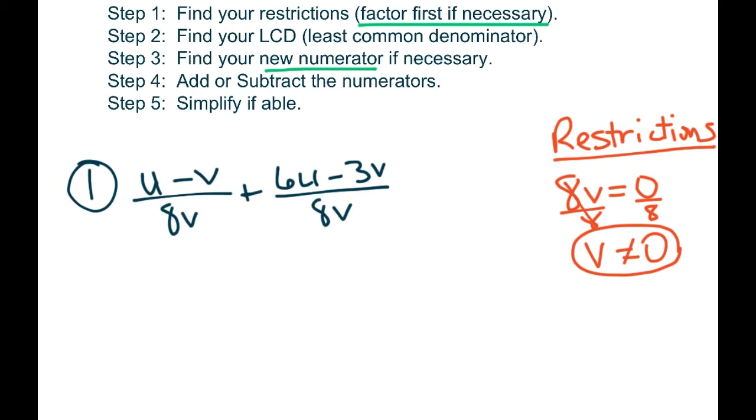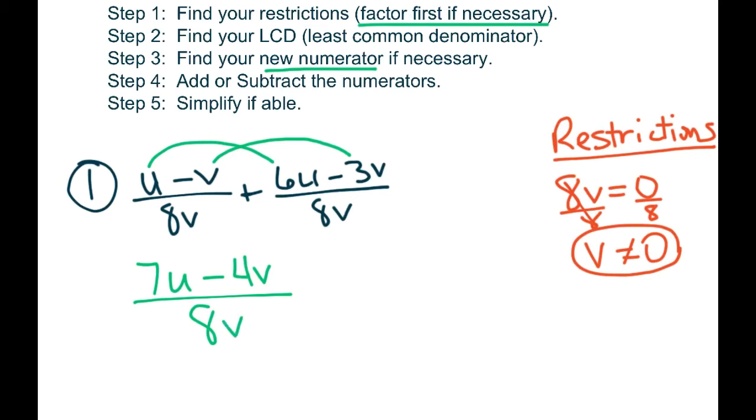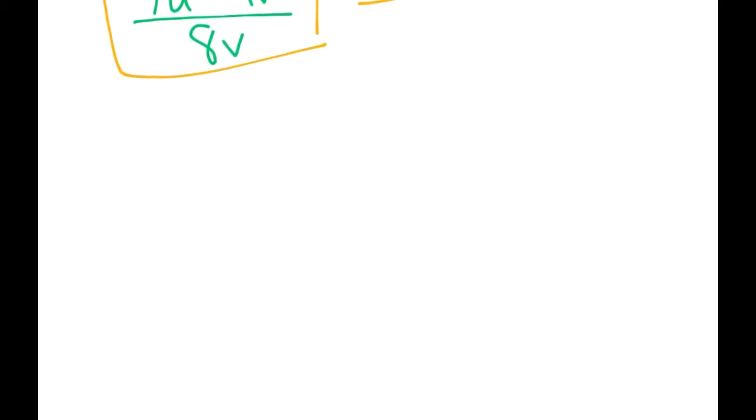Now, what I want you to realize is what we're doing here is we're just combining like terms. We're adding u minus v plus 6u minus 3v. So u plus 6u is 7u, and negative v, we have to take the signs in front of it, minus 3v is negative 4v, and our common denominator is 8v. Now, at this point, the only way I can reduce anything is if all 3 numbers have a common factor. They don't. So this is my final answer with that restriction. Okay? All right, let's go ahead and go to the second example.